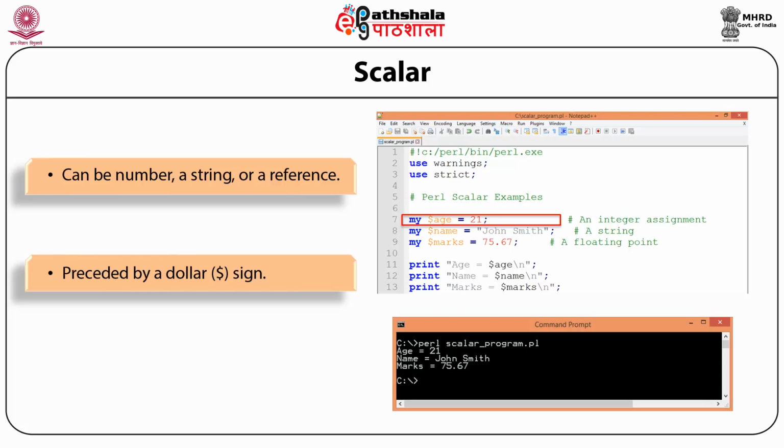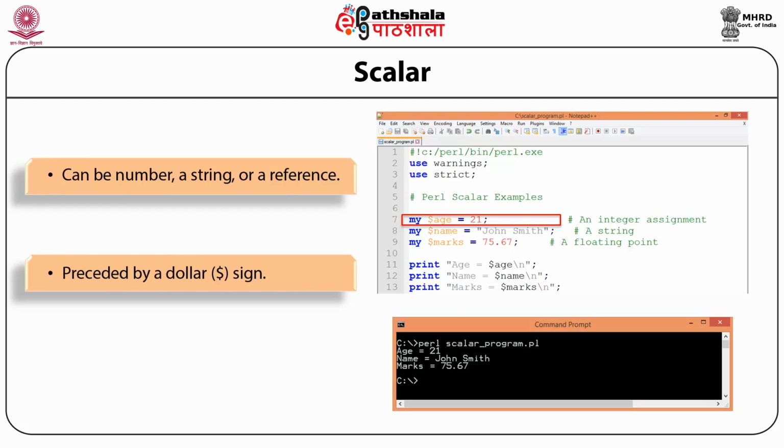It is important to note that strings, which is a sequence of characters, will always be mentioned within the inverted comma. The script is saved in the scalar_program.pl file. To see the output of the program, we need to type perl space scalar_program.pl and press enter. Then we get the output as age equal to 21, name equal to John, marks equal to 75.60.